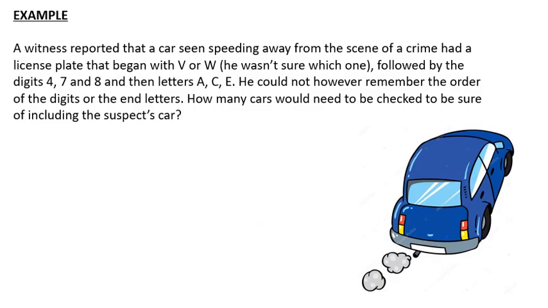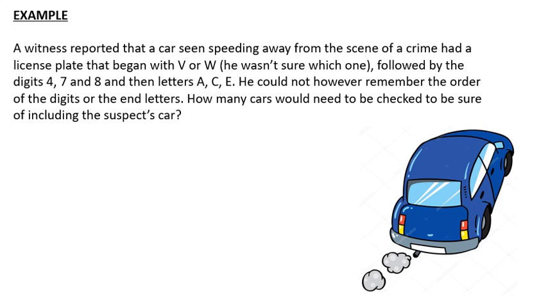So let's look at an example now of using rule number 3. A witness reported that a car seen speeding away from the scene of a crime had a license plate that began with VRW, he wasn't sure which one, followed by the digits 4, 7, and 8, and then letters ACE. He could not, however, remember the order of the digits or the end letters. How many cars would need to be checked to be sure of including the suspect's car?